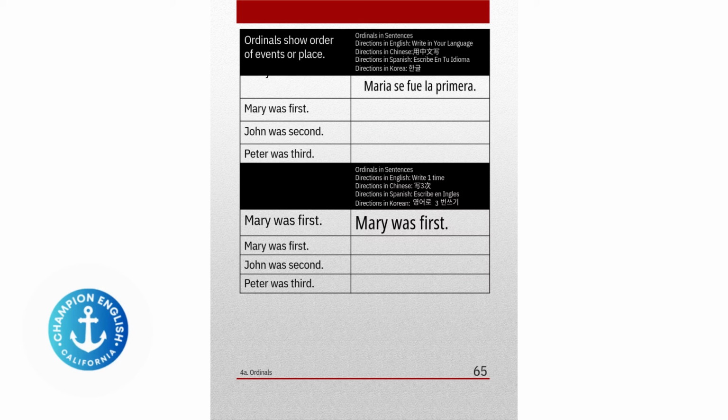So here's an example, students. It would be like writing in your own language. Can you write in your own language? Mary was first. John was second. Peter was third. I want you to translate to your own language. Mary was first, John was second, Peter was third. So if you speak Spanish or Russian or Sinhalese or Sanskrit or whatever language you speak, first translate those English words into your first language. Ready and go.